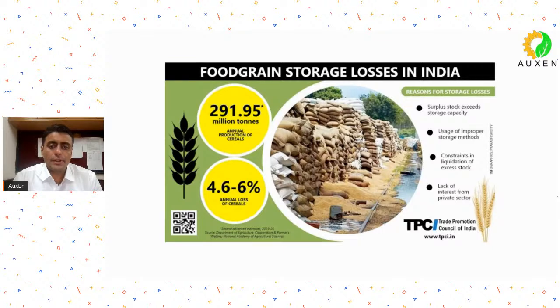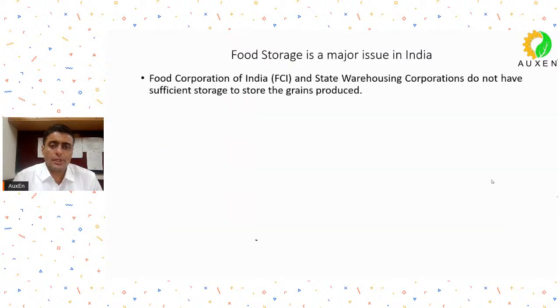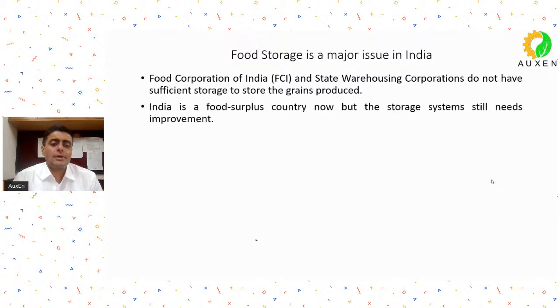We don't have proper capacities to stock our produce. So there is nearly 7% annual loss in every year that we face. Okay, so we are a food surplus country, but the storage system still needs improvement.